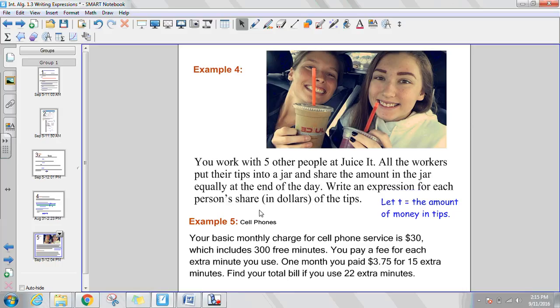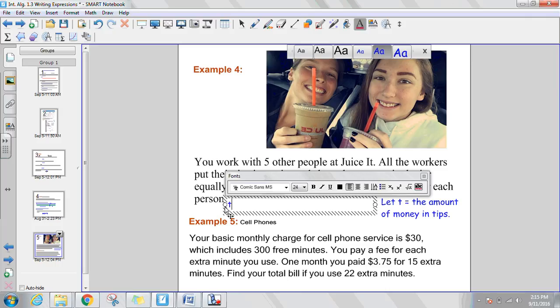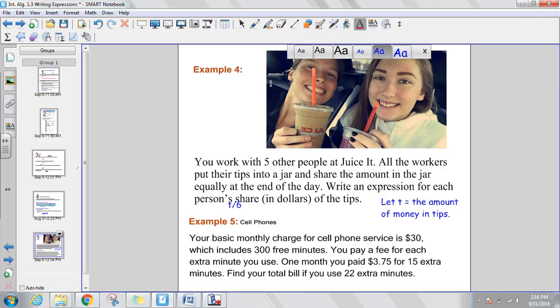Okay, in order to do this, we don't know how much we actually have in tips, and it's going to change from day to day. So we're going to pretend that T is the amount of money in tips. If you work with 5 other people, that means we've got you and 5 other people. That's 6 total people. So you're going to take the amount that you get in tips, T, and we need to split that. Well, how are you going to split it evenly? We're going to take T and we're going to divide it to all 6 people, or T divided by 6. And that's all we need. That's our expression. Take your tip money, divide by 6. That's how much you go home with at the end of the day.